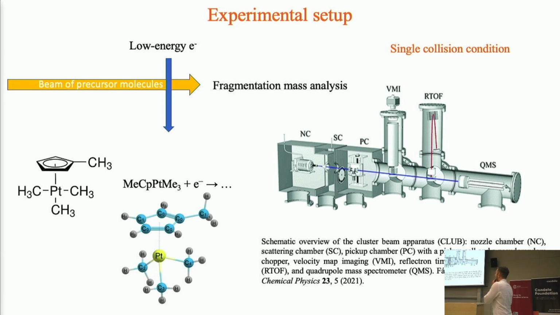So here we have our experimental setup on the right side of the slide, and a basic schematic of the reaction. We have a precursor, and we irradiate it with electrons of controlled energy, and then the positive mass products are analyzed using a reflectron time-of-flight spectrometer.